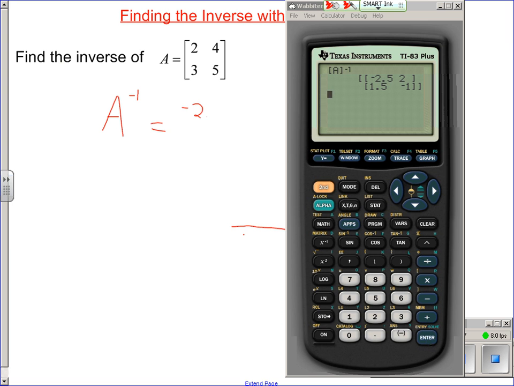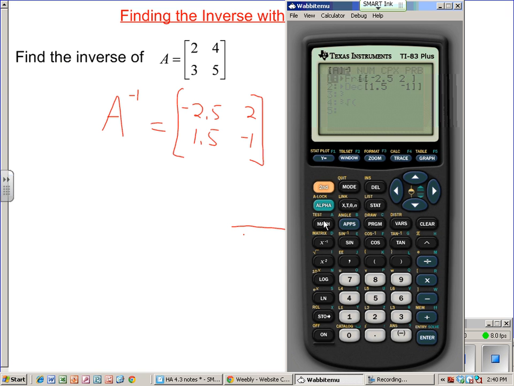So, -2.5, 1.5, -1. Now, these are halves. You can easily put them into fraction form, but if you go to math, enter, turn that answer into fractions, -5 halves, 2, 3 halves, -1. Okay? Fairly easy.